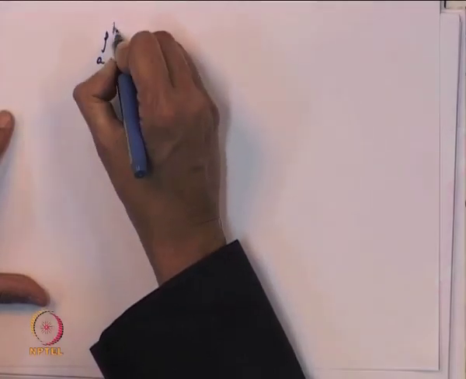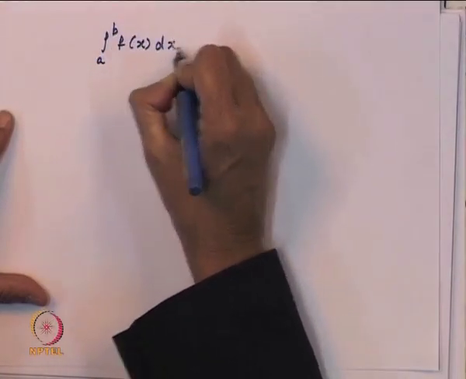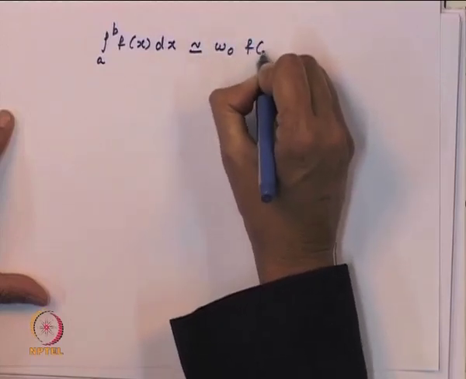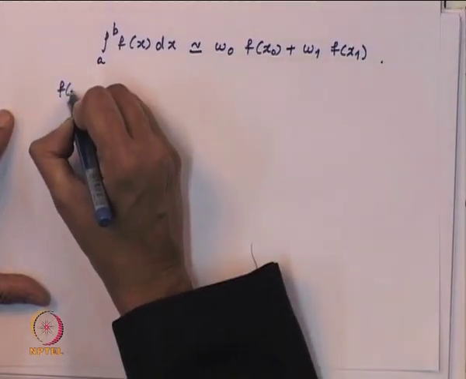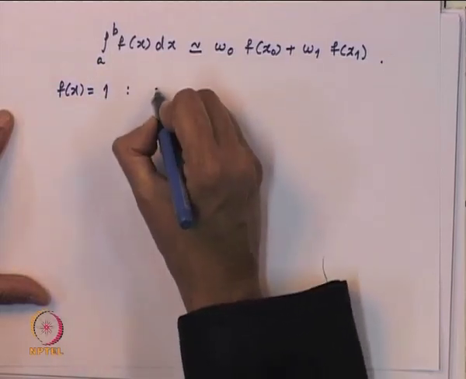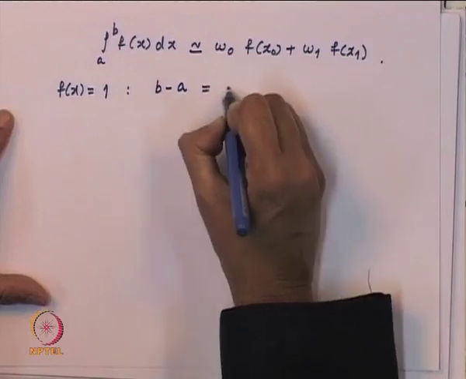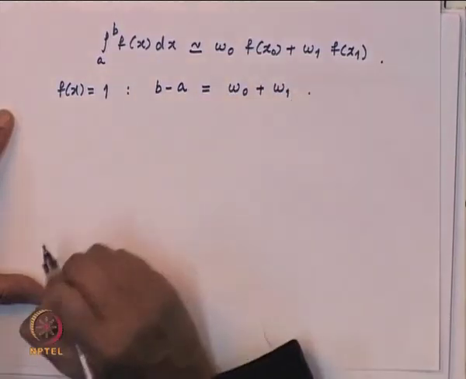Any cubic polynomial is going to be of the form a0 plus a1 x plus a2 x square plus a3 x cube. So if there is no error for the 4 functions 1, x, x square, x cube, there will not be any error for a general cubic polynomial. So let us equate and get the 4 equations. We have the integral from a to b of f(x) dx approximately equal to w0 f(x0) plus w1 f(x1). First put f(x) is equal to 1, then we want b minus a should be equal to w0 plus w1. So that is the first condition.